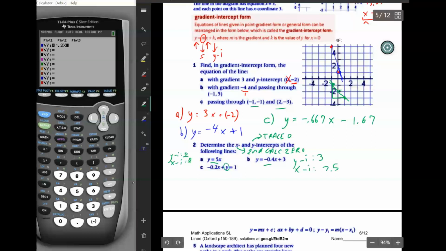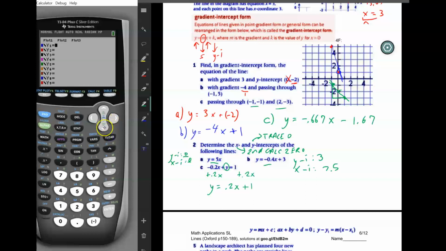So y is already on the left, but negative 0.2x needs to be moved over. So I'm going to add plus 0.2x to both sides, and that gives me y equals 0.2x plus 1. Okay? And now I'm going to put that in here. So it's not negative 0.2x, it's 0.2x plus 1. And then I'm going to graph that.